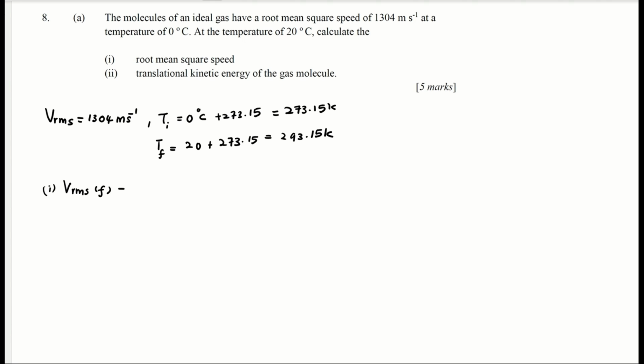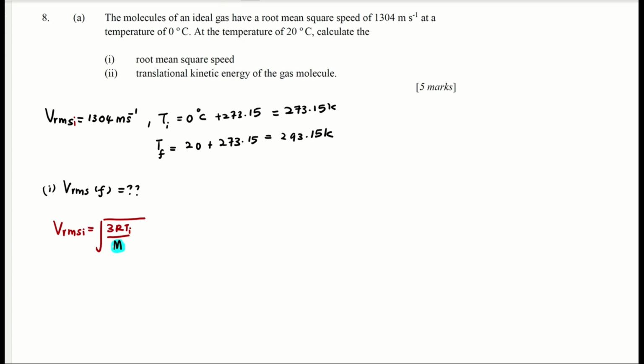Alright. So before we start, the question gives us the information about VRMS. So I call it VRMS initial. So if we write the equation, VRMS is equal to square root 3RT over M. So if VRMS initial is given and T initial is also given, actually we can find the molar mass of the gas. Sebab soalan tak bagi dia punya molar mass kat sini.